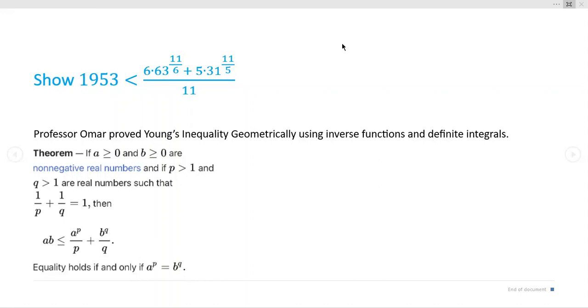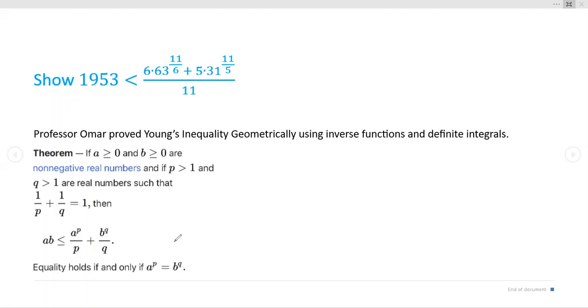We're supposed to show that this value 1953 is less than this right-hand side here. Now, it looks kind of messy. I tried AM-GM, and there's probably a way to do it with Hölder's, but I don't understand Hölder's that well. And maybe AM-GM, but I couldn't see how to do it. But it turns out this result called Young's inequality is the way to go on this one. I actually designed the problem to work out fairly closely.